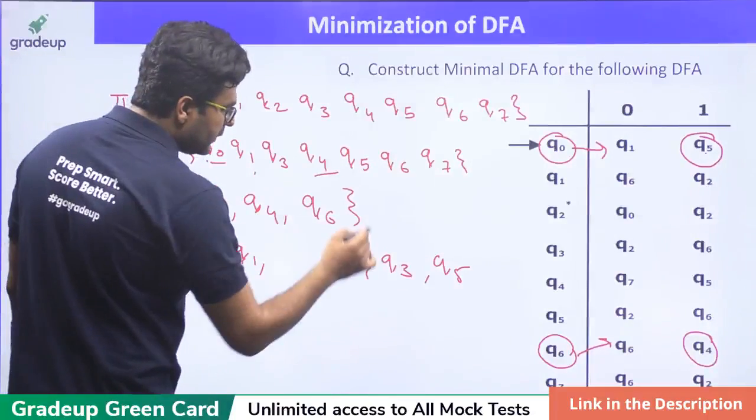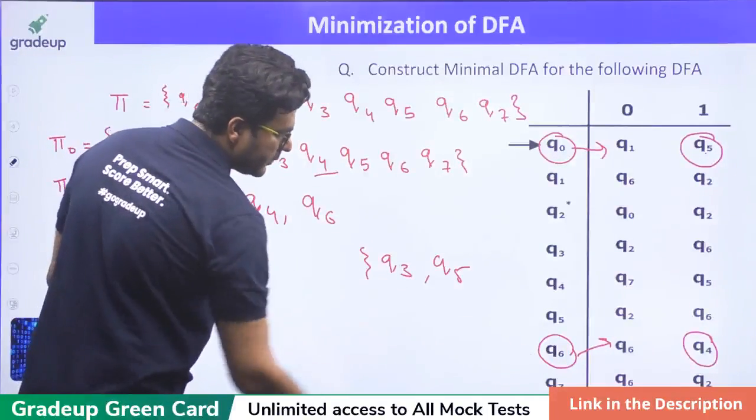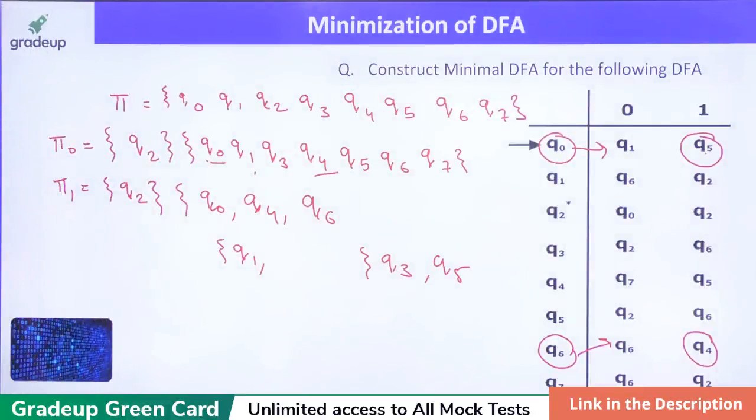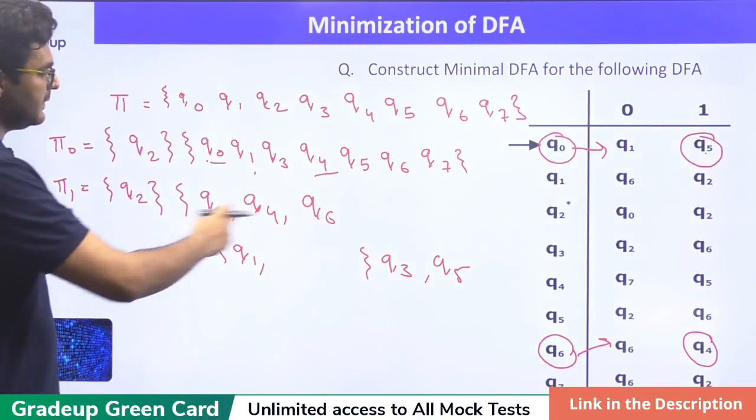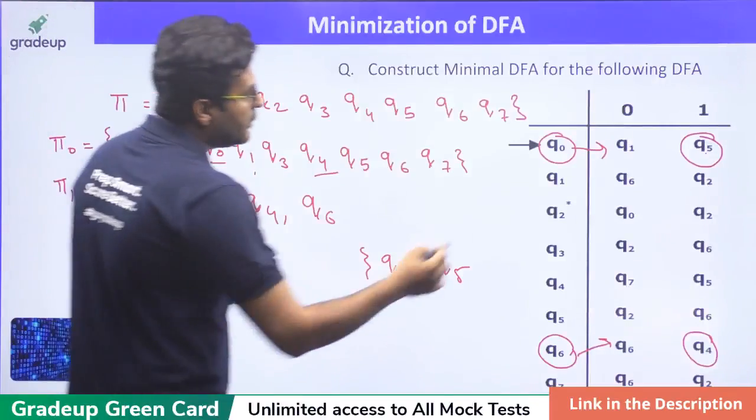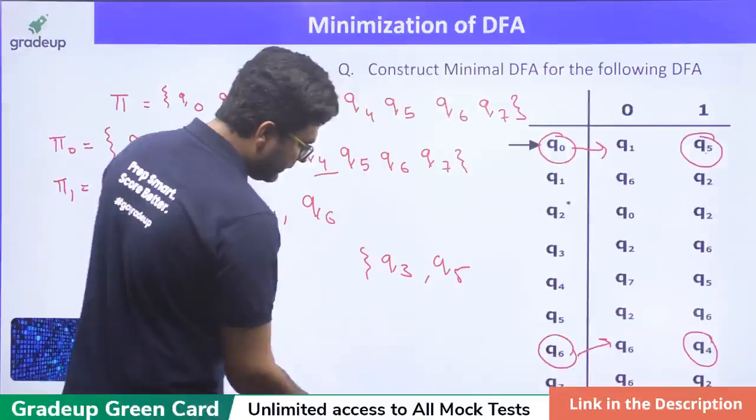Let's not close this state yet, because there might be a possibility that Q7 can also join this state. Fine. So now let's try for the Q7 set.